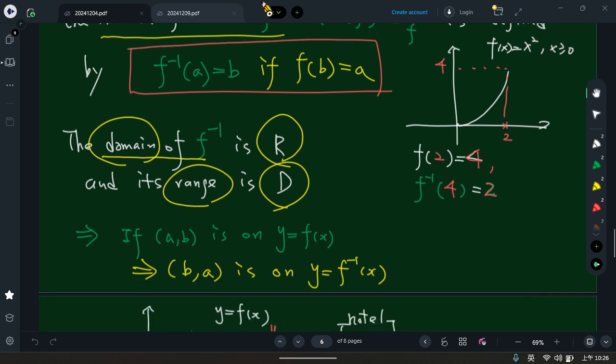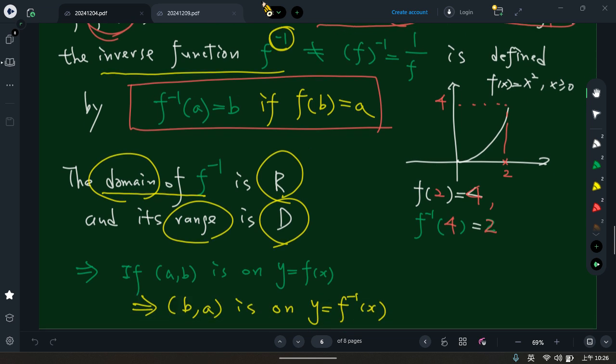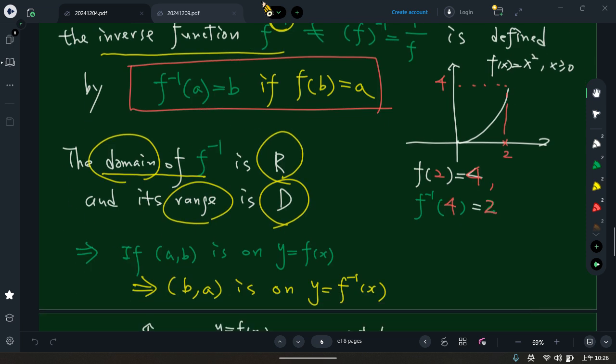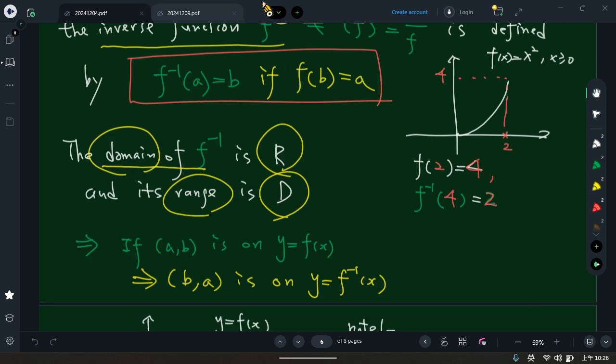Okay? And for the original function, if its domain is D and its range is R, then when we talk about the inverse of f, its domain will become R, and its range will become D. So you can see the roles have been changed. The range of the original function will become the domain of the inverse function.